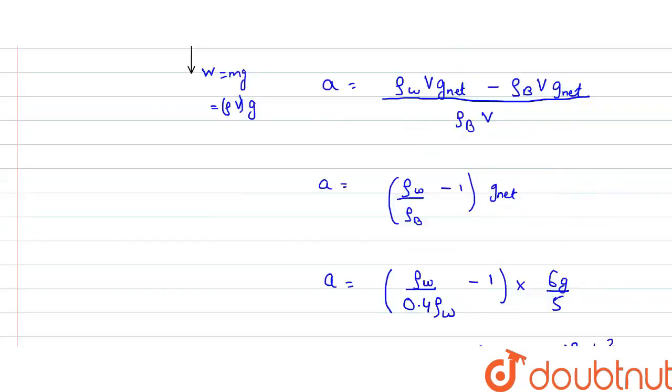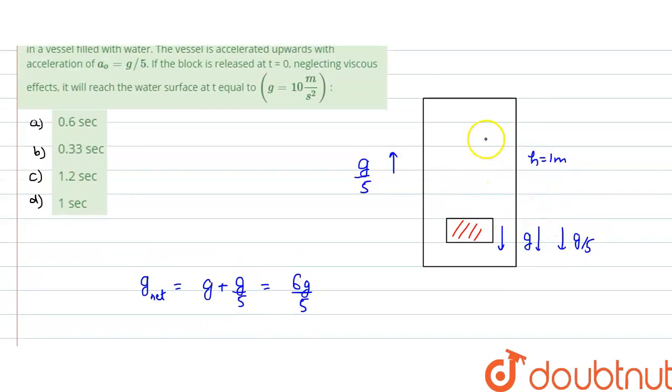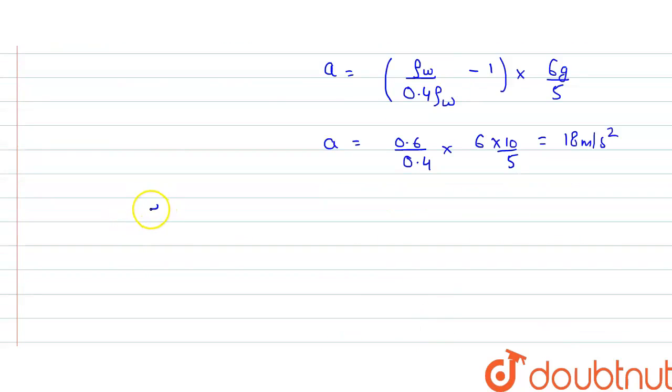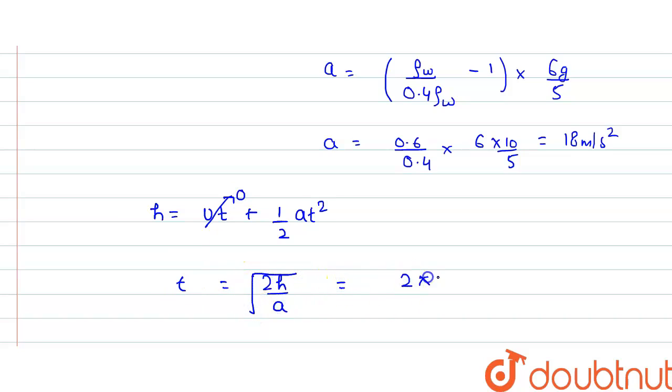Now this is the acceleration with which it would be moving upward, and it needs to cover a distance of 1 meter. So we can apply our equation of motion. We say that h would be equal to ut plus half at square. Initially it would be at rest, so we can put u equal to 0. Then t would be equal to the square root of 2h divided by a. Now if we put in the values, it is 2 multiplied by 1 divided by 18, so it would be the square root of 1 divided by 9, which is 1 by 3, or we can say 0.33 seconds.